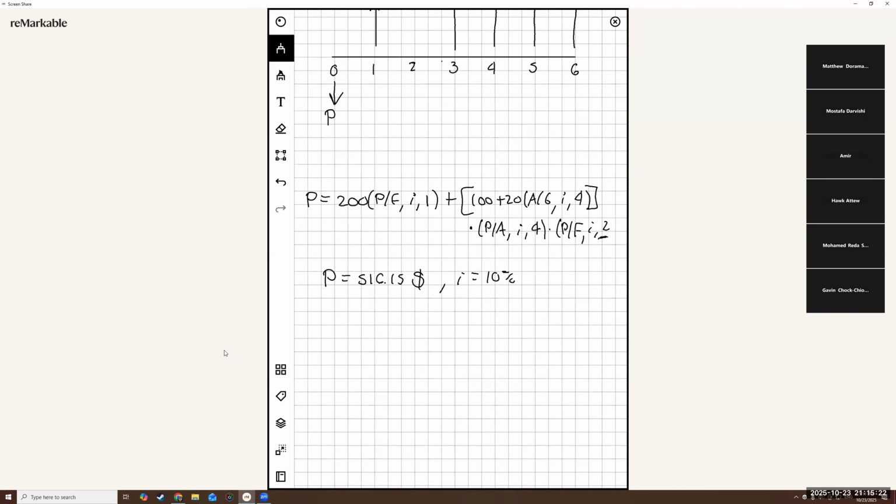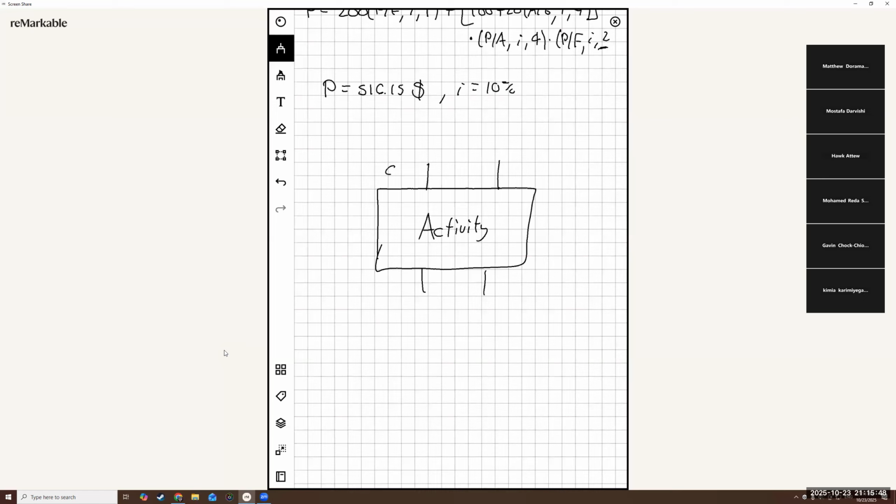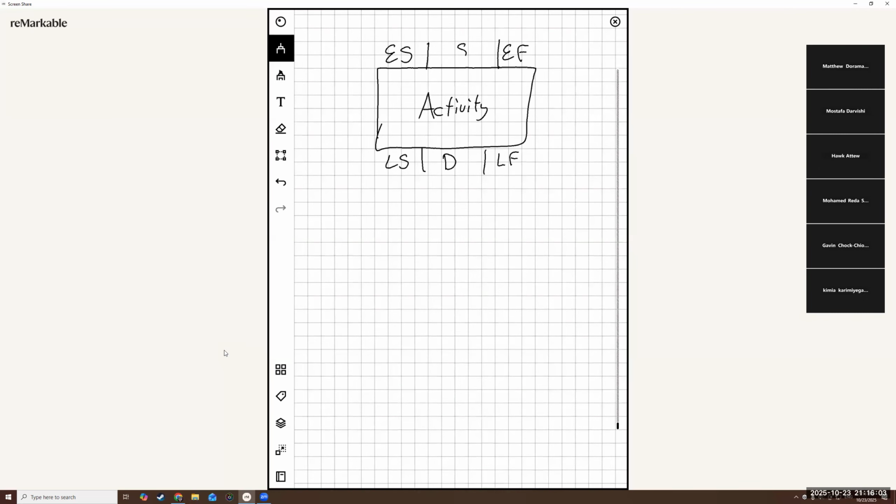Are you briefly able to go over slack when you're making diagrams, for seeing how long things will take? Yeah. So for scheduling, when you have your little box here with the name of the activity, you have your early start, early finish, project duration, late start, late finish, right? And then you have your slack here.